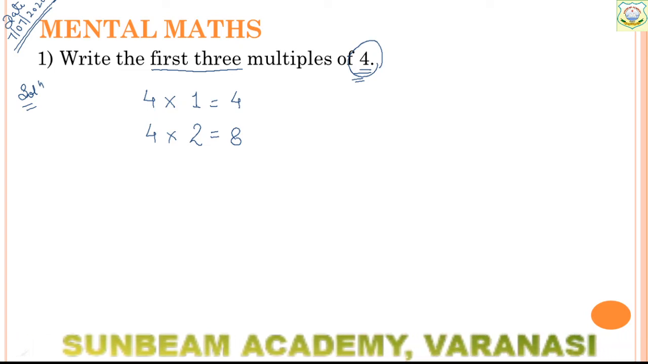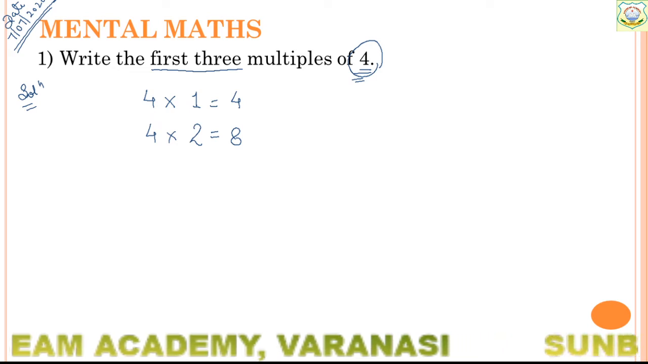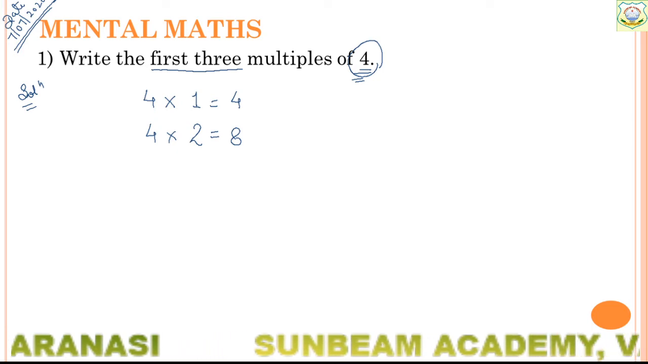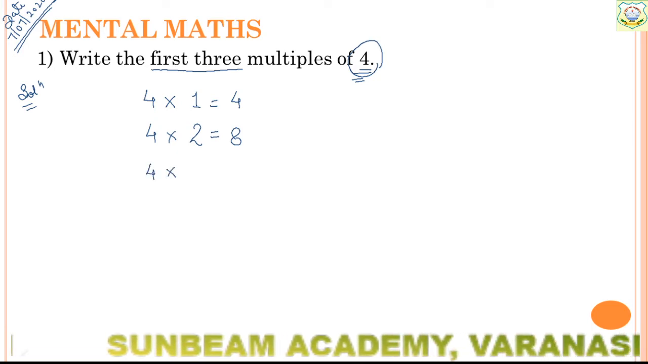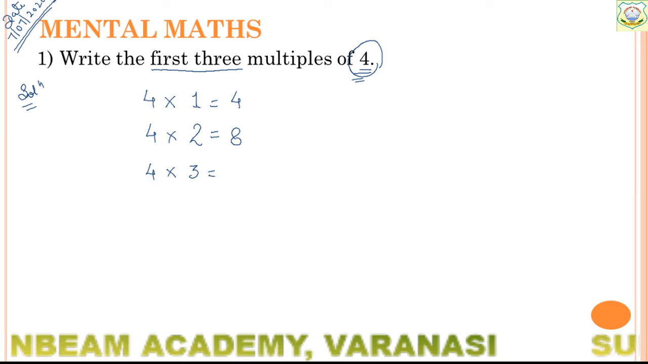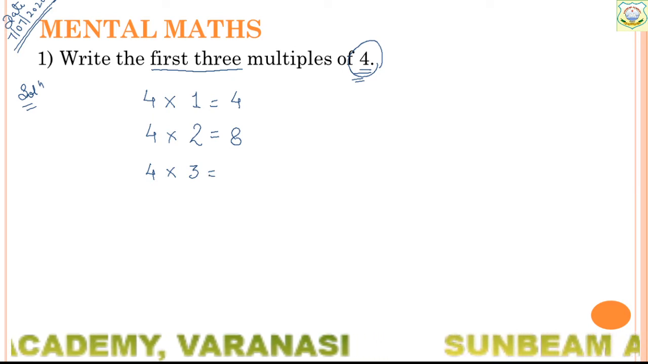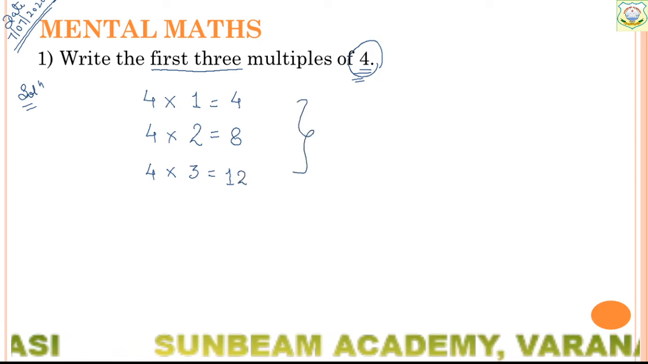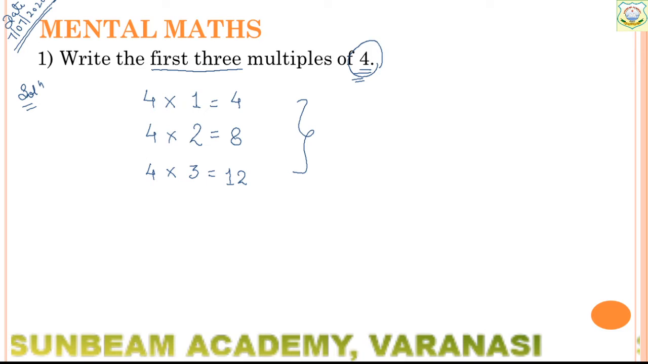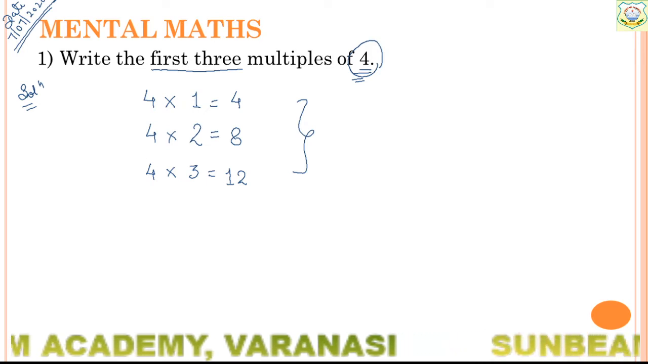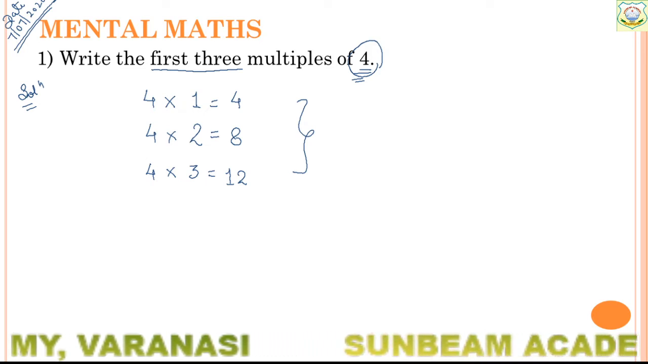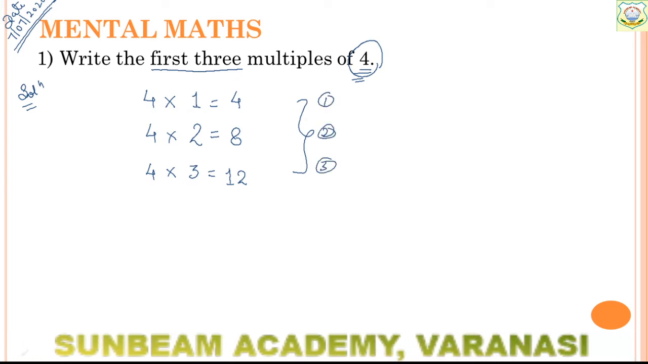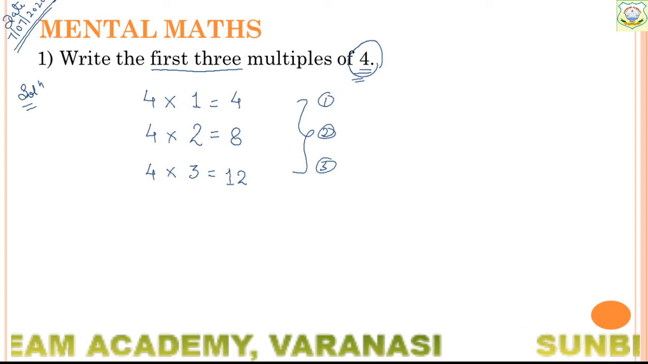Start copying with me. Okay, just understand and then note it down in your copy so that your work will be completed. Now after that 4 multiplied by 3 is 12. So now we have got the first 3 multiples of 4. No need to draw this, I am just doing it for explanation. So these are the first 3 multiples. This is the first multiple, this is the second, and this is the third. These are the first 3 multiples of 4.